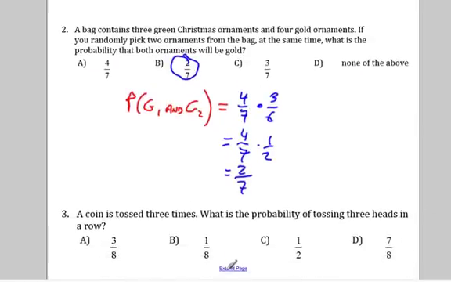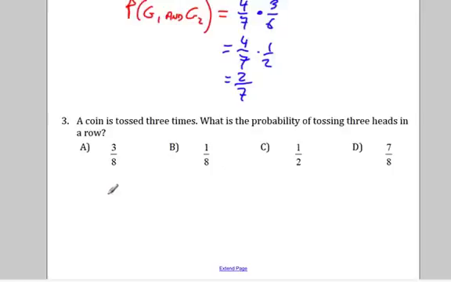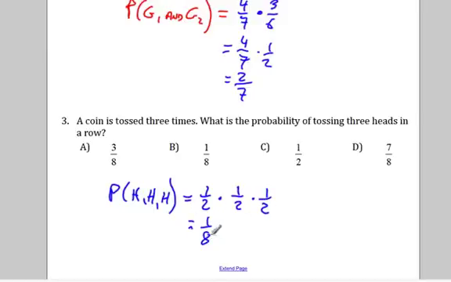A coin is tossed 3 times. This is an independent event, so the probability of heads, heads, and heads is going to be equal to 1/2, which is the probability of flipping a head on the first coin, times 1/2 times 1/2, which is 1/8. So the answer again is B.